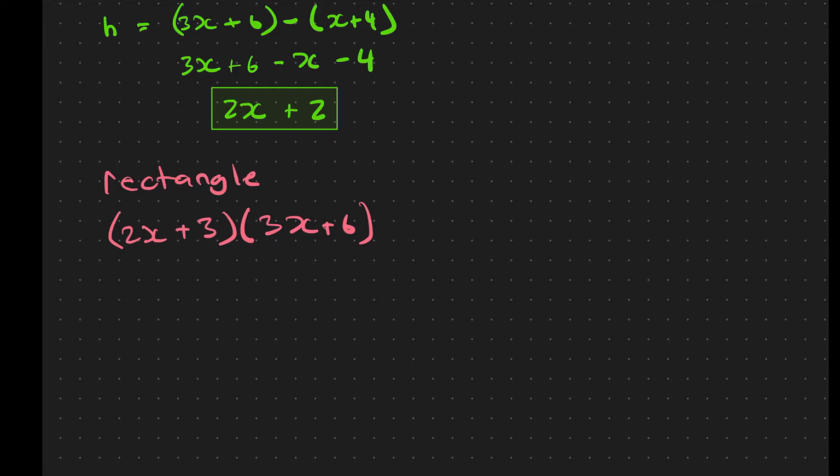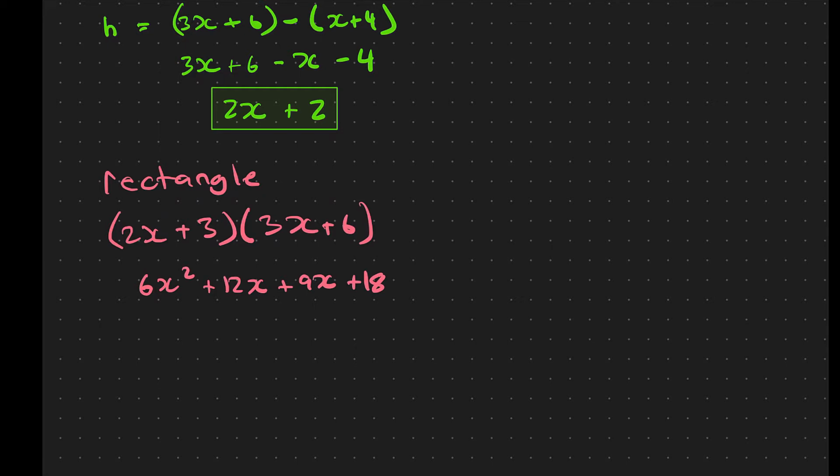So first of all, we have 2x times 3x, which is going to give us 6x squared. I'm going to do the outside, which is 2x times 6, which is going to give us a positive 12x. I'm going to do the inside ones, 3 times 3x, which is going to give us a positive 9x. And finally, I'm going to do the last ones, which is 6 times 3, which is going to give us a positive 18.